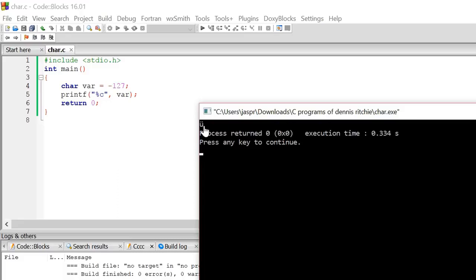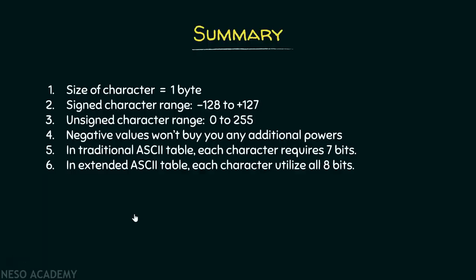And one more thing. The idea of range exceeding condition for characters is similar to integers that we had studied in the previous lecture. Therefore, it is not worth mentioning each and every point once again. If you want, you can refer to the previous lecture and relate the concepts accordingly.